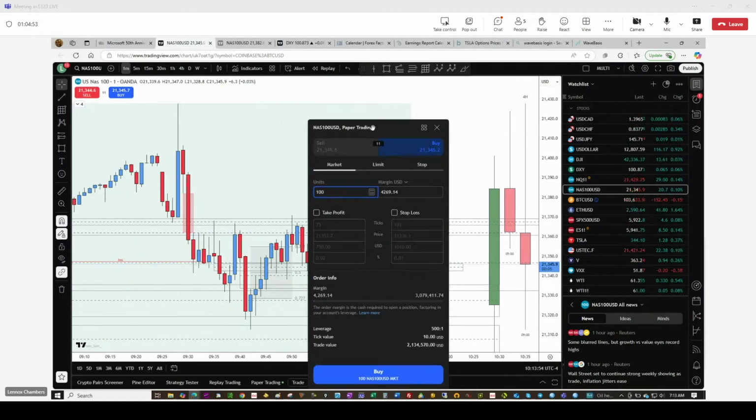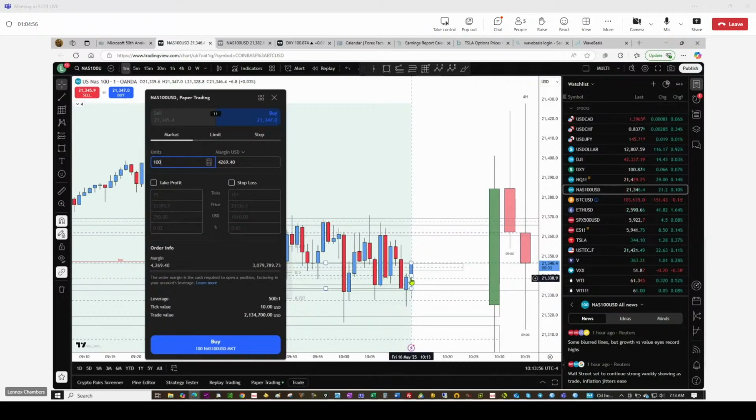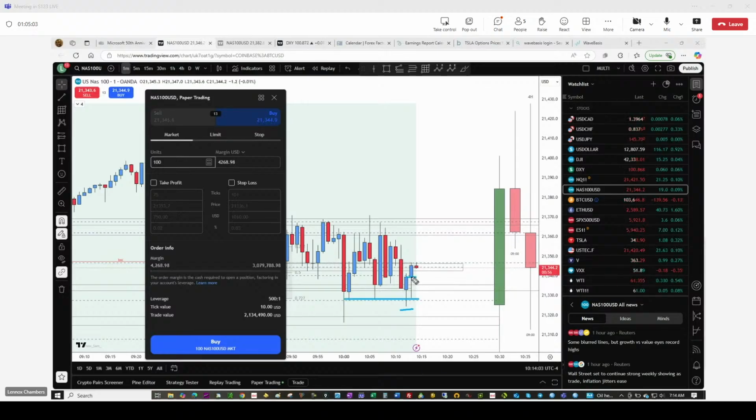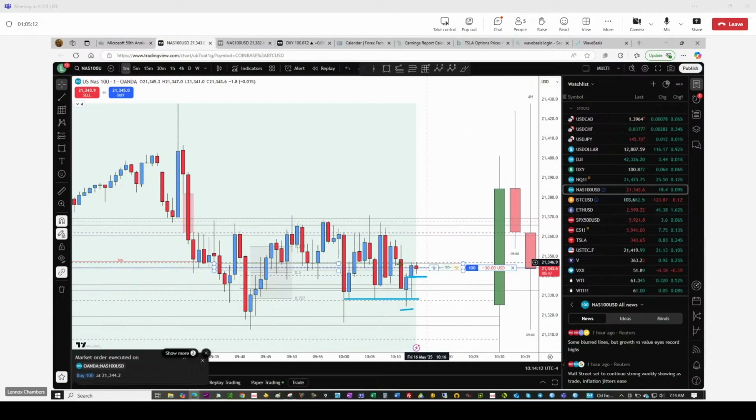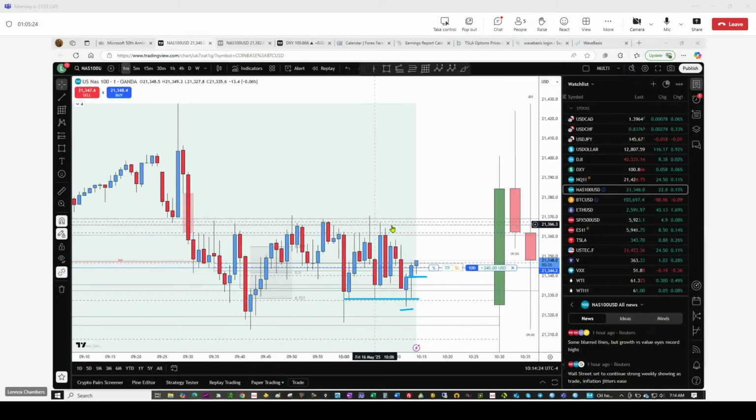I kind of missed it by a tad there. That was a nice fractal there. So because they've swept and I've got a fractal now, this would present a nice entry. So let's see if I can jump in, come down a little bit more. Okay, I'll take it there. Okay, so looking for them to push out of here now. And they could just look for a breach of the highs here.